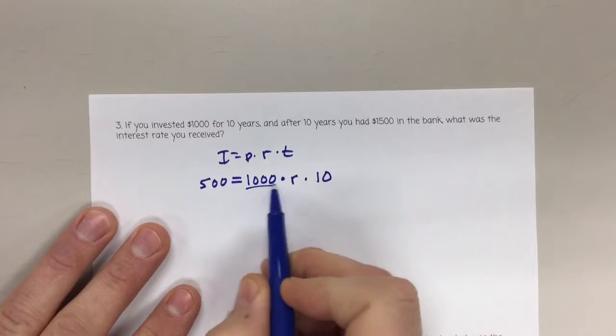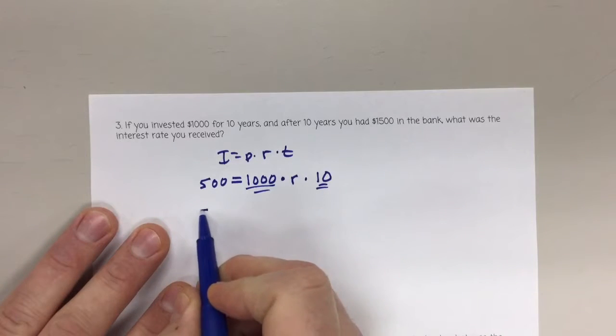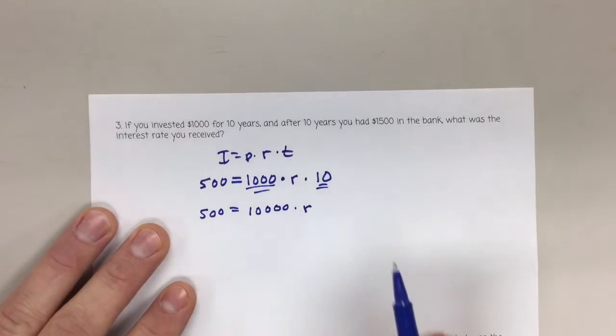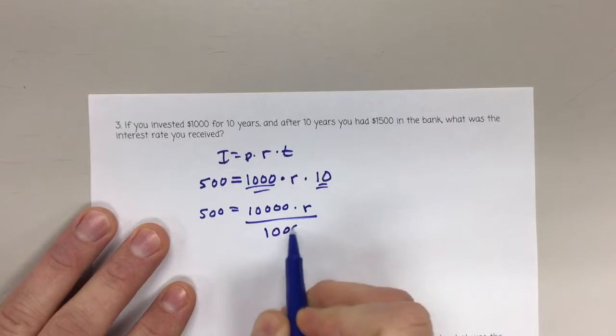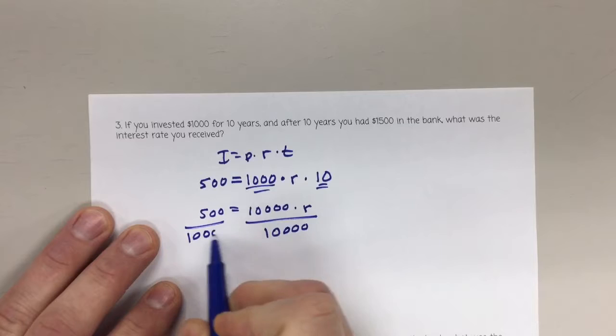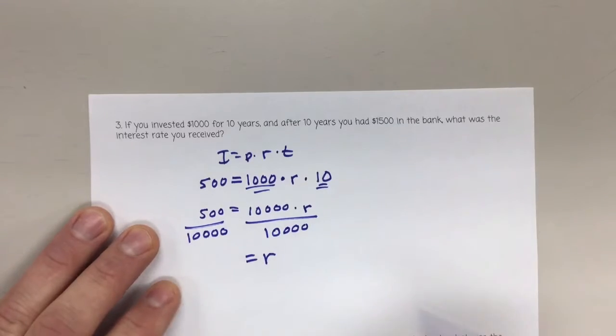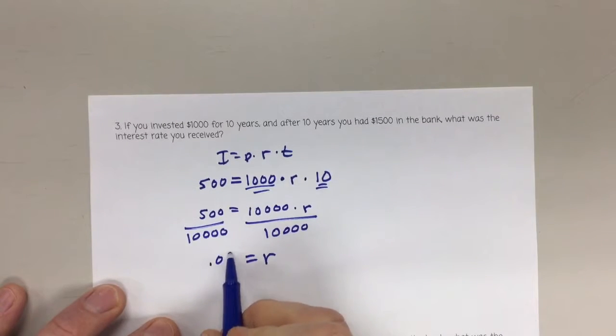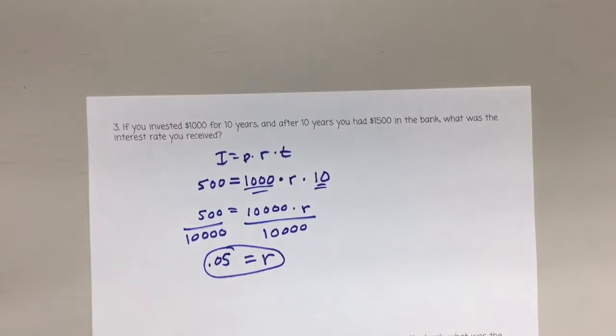So on this side of the equation, I multiply 1,000 times 10, which is 10,000. And then I divide both sides by 10,000. So my interest rate would be 500 divided by 10,000. My interest rate was 5%.